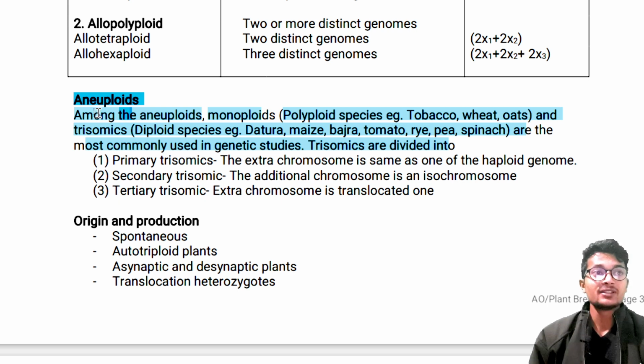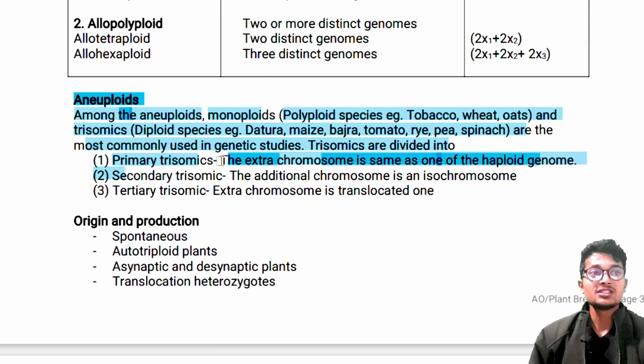So first of all, what is aneuploidy? Among the aneuploids, monoploids, polyploid species tobacco, wheat, and trisomic diploid species Datura, maize, bajra, tomato, rye, pea, spinach are the most commonly used for genetic study. First is primary trisomic. In primary trisomic, the extra chromosome is the same as one of the haploid genome. This is called primary trisomic.